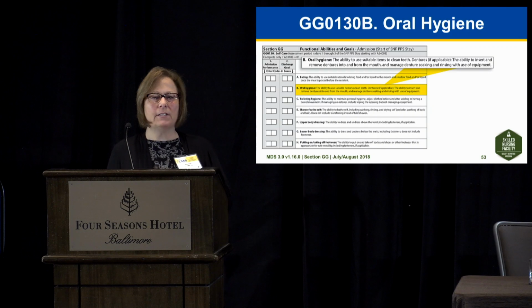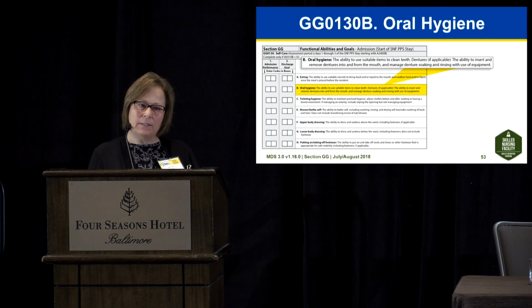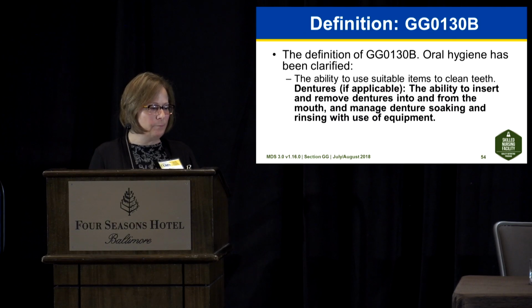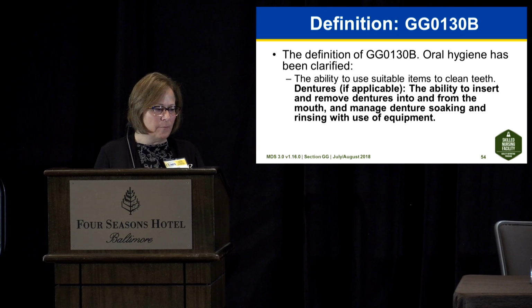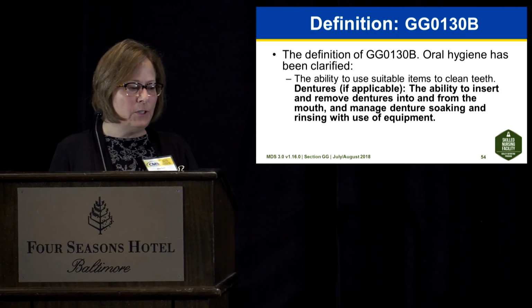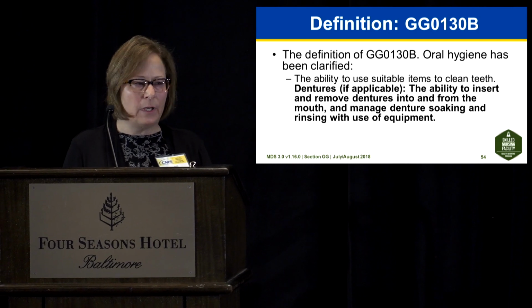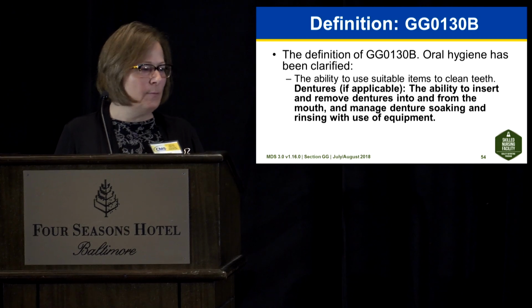Now let's look at the definition or coding instruction for oral hygiene. Oral hygiene is the ability to use suitable items to clean teeth, dentures if applicable, the ability to insert and remove dentures into and from the mouth, and manage denture soaking and rinsing with use of equipment. GG0130B, oral hygiene, was clarified, and it is the ability to insert and remove dentures into and from the mouth and manage denture soaking and rinsing with use of equipment. There were some tweaking word changes. The intent of the item has not changed.